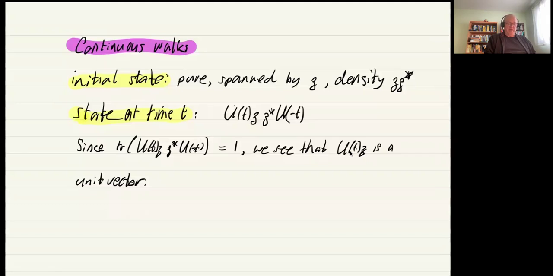Now, the problem is that to get information, you don't actually see the state. What you do is carry out a measurement. I'll get to it in a second. The thing I want to point out is that this U(t)z is a unit vector because U(t) is unitary. And so this is now the product of a unit vector with itself, and so this is definitely a density. So you've changed to a new density.